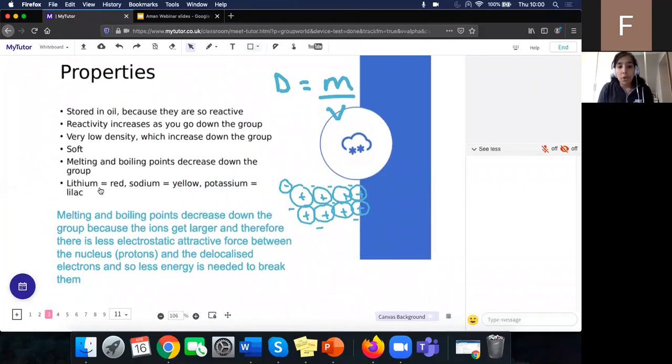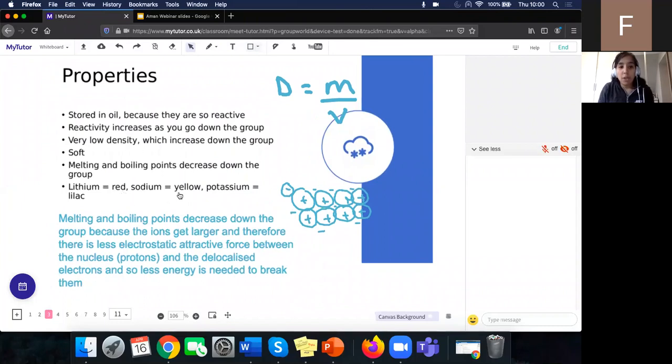The other thing I've got on this slide is about lithium being red, sodium being yellow, and potassium being lilac. That is not the colour of the solids, that's the colour of the flames produced. So you may have done this at school, where you put a piece of lithium in a Bunsen burner and the flame colour will go red.